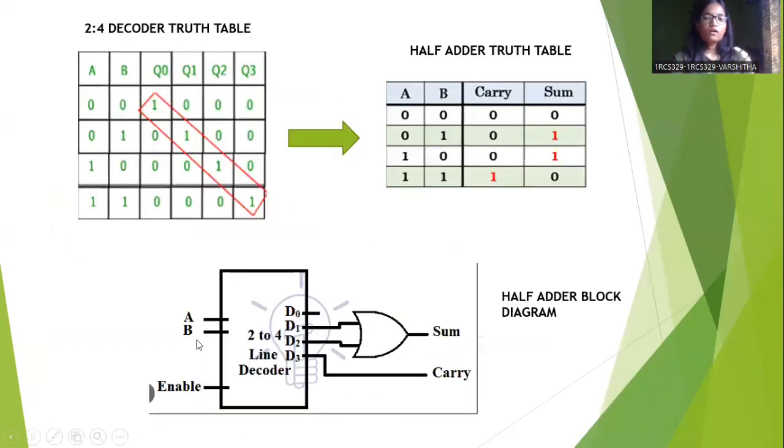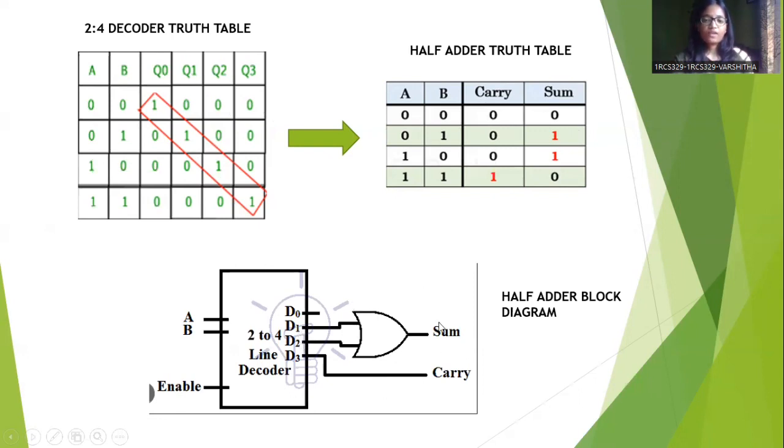To get the truth table of the half adder, let's compare it with the 2 to 4 decoder truth table. To get sum as the output signal from the 2 to 4 decoder, when we connect Q1 and Q2 with an OR gate, we get sum as the output. So 0 plus 0 is 0, 1 plus 0 is 1, 0 plus 1 is 1, 1 plus 1 is 0. So we connect Q1 and Q2 to the OR gate.